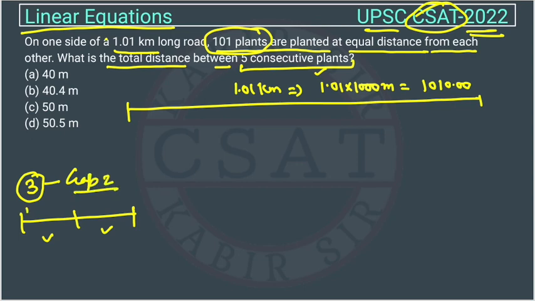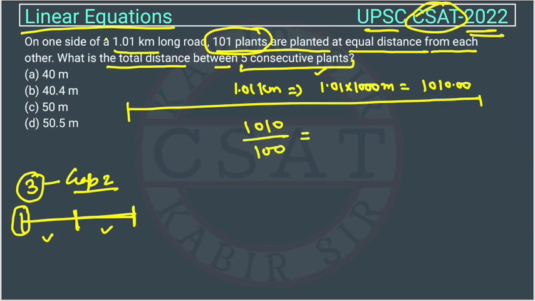Or you can assume like 1 tree we planted here. So now we have to plant 2 trees. So at what distance? We will divide the total distance by 2. Similarly here we have to plant 101 trees, so the gap will be 100. So we will divide the total distance 1010 by 100.